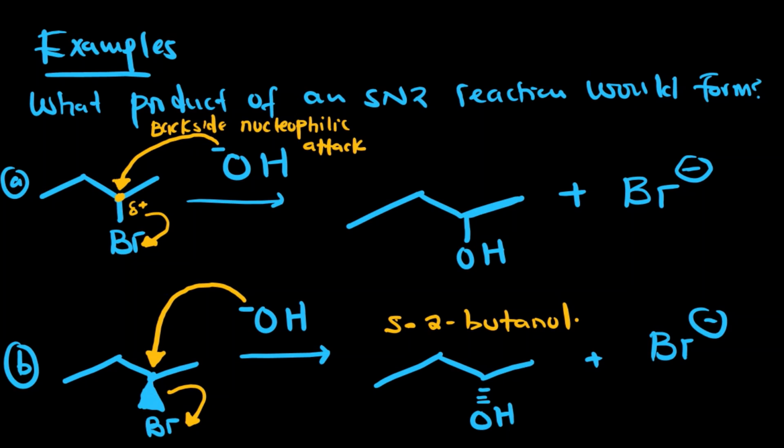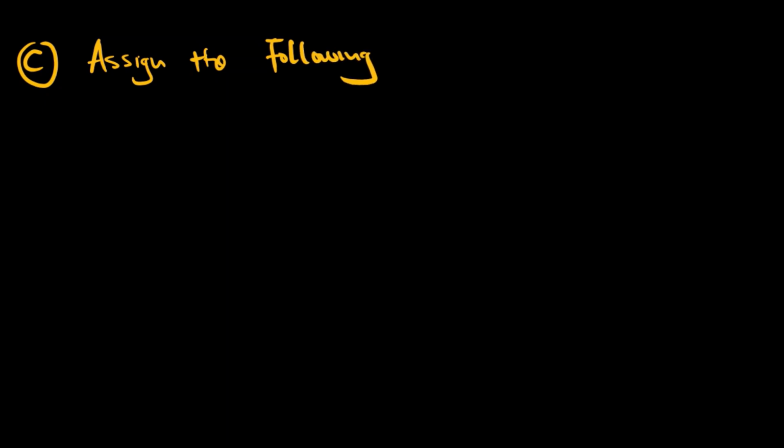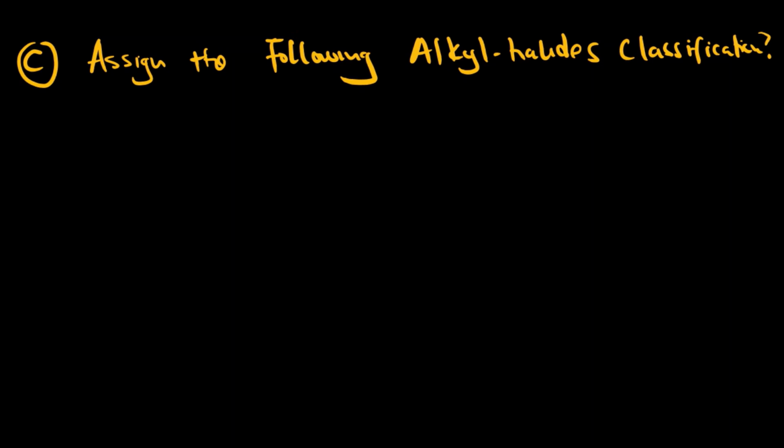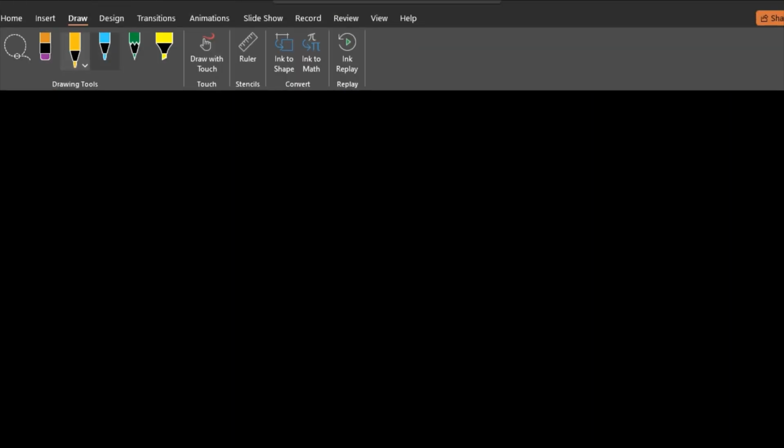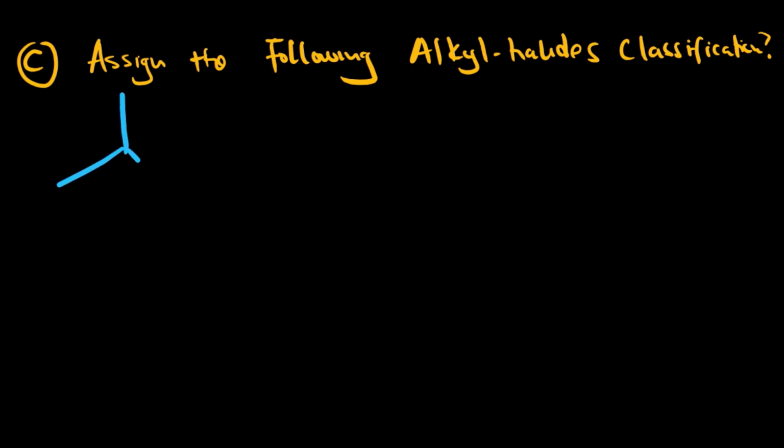Okay, let's look at another example. So this example is very easy. They're just saying assign the following alkyl halides classifications. So just classify the following alkyl halides. So the first alkyl halide, let me use this, is this one here.